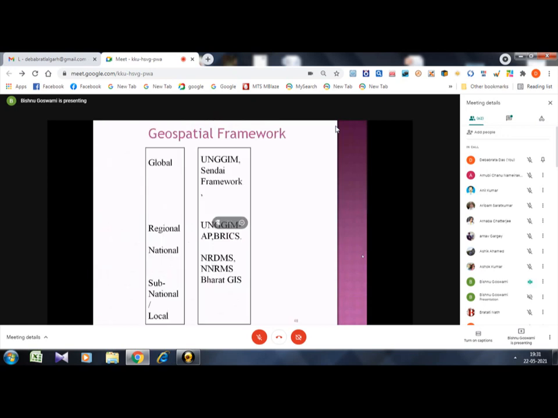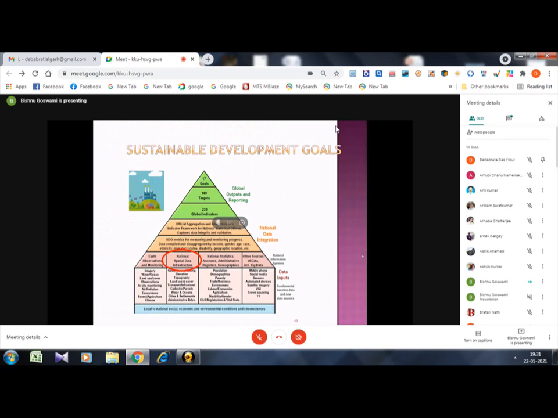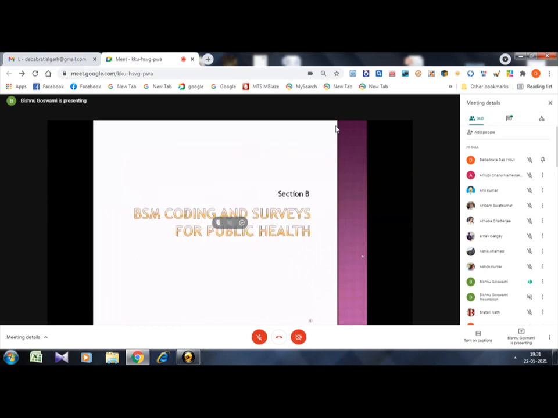In one of the Sustainable Development Goals of the UN, there was this thing of national spatial data infrastructure. So a national spatial data infrastructure was to be made, and this was one of the Sustainable Development Goals.